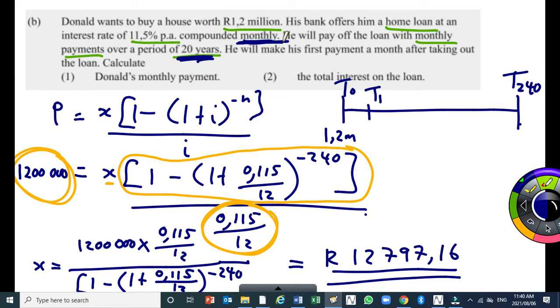Now, this answer here, you needed to do part 2 of the question. So this is part 1. Now, part 2 of the question says, what is the total interest on the loan? So to get the answer for part 2, it means you are saying, if the person is going to pay this 240 times, what is the total for that? Then we subtract the amount which the person borrowed. So let me go to the next page.